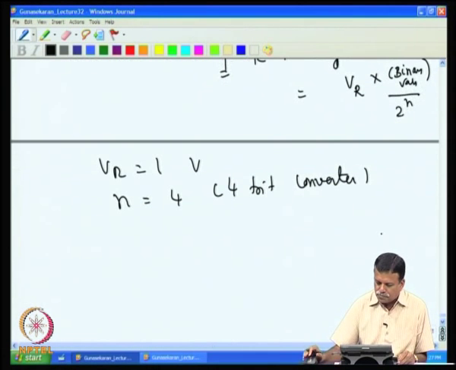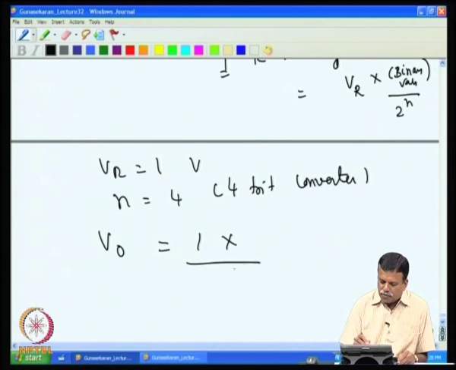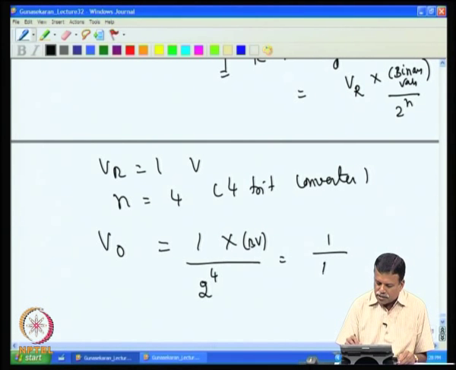Then the analog output V0 would be equal to 1 volt over 2 power 4, into the binary value. So, that will be 1 by 16 into the binary value. For example, if only the LSB is on, say the logic is 0001, then the binary value is 1, and you have 1 by 16th of a volt.